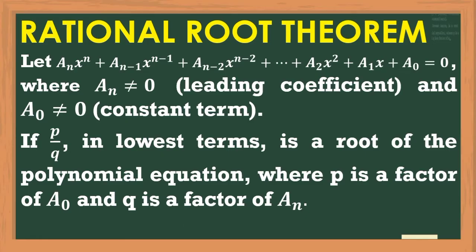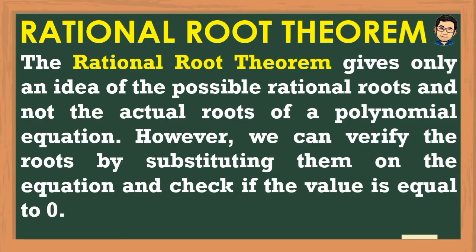So, if P over Q in lowest terms is a root of the polynomial equation, where P is a factor of a sub 0 and Q is a factor of a sub n. Yung P over Q, yung P doon is factor ng constant term, and then yung Q naman, factor siya nung leading coefficient. The rational root theorem gives only an idea of the possible rational roots and not the actual roots of a polynomial equation. Ang paggamit po ng rational root theorem, binibigyan lang po tayo ng idea dun sa mga possible rational roots ng given equation. Hindi niya po binibigay mismo yung actual roots ng polynomial equation.